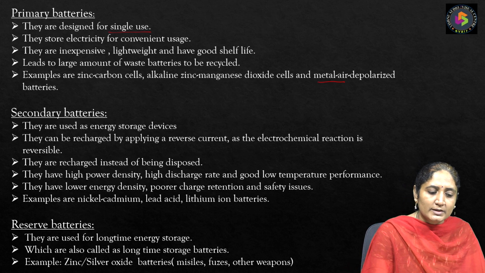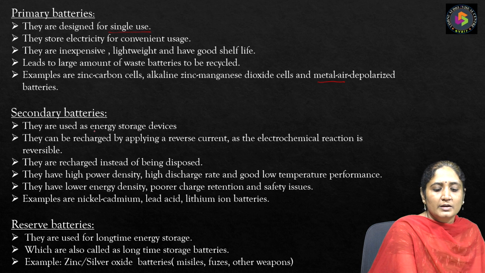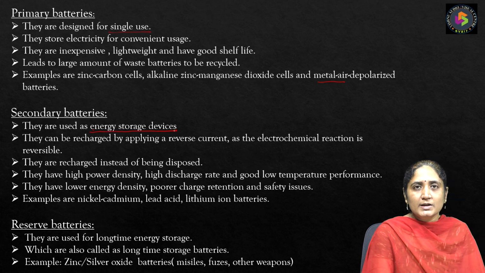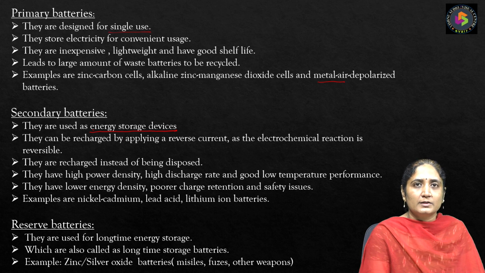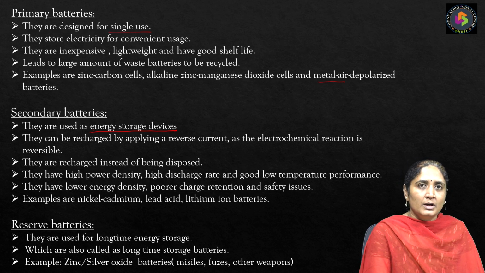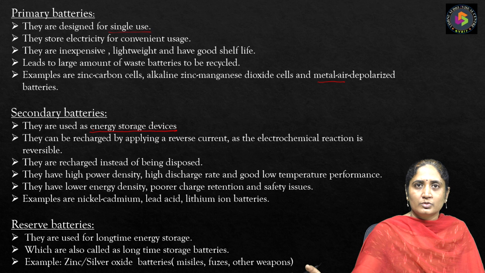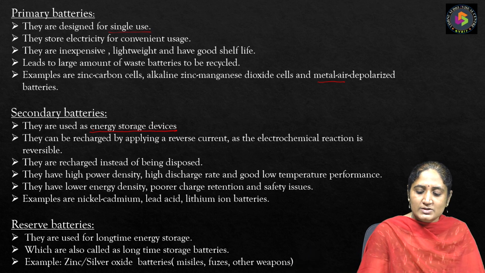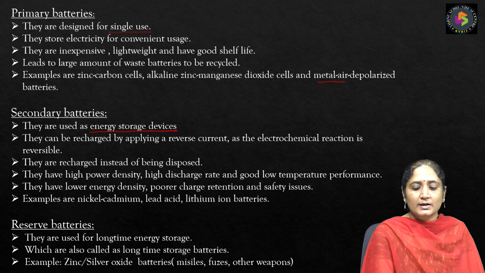And next we come to the second type, secondary batteries. These batteries are nothing but energy storage devices. We can store the energy. That means rechargeable batteries, which we can reuse, are called secondary batteries. Here both the recharging and discharging processes take place. See the mobile phone: once you use it and it is discharged, the charge goes down to zero or something else, and again we are recharging it. So we are reusing the battery. Those are called secondary batteries.